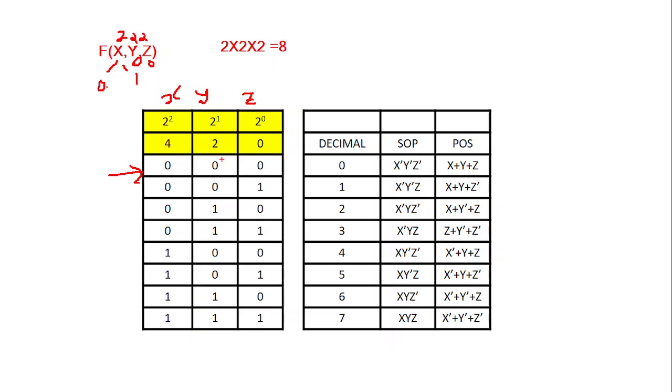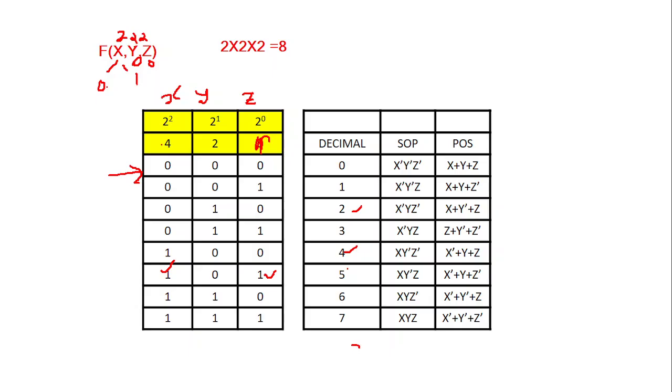What is the decimal equivalent of this number? 0 0 0 is 0. This is 2 to the power 0, which is 1. So this is 1. What is here? 2 to the power 1 is 2. So you have the decimal equivalent of that. What is 0 1 1? 2 plus 1 is 3. What is this one? 2 to the power 2, which is 4. You write decimal 4. What is this? This is 2 to the power 2, that is 4, plus 2 to the power 0, that is 1. 4 plus 1 is 5. And so on.